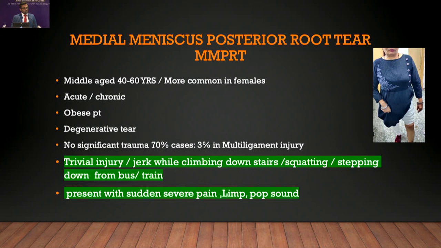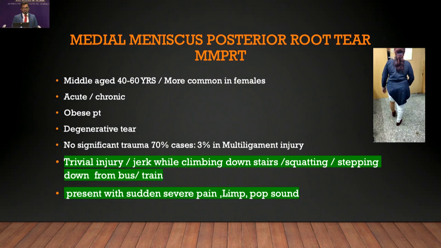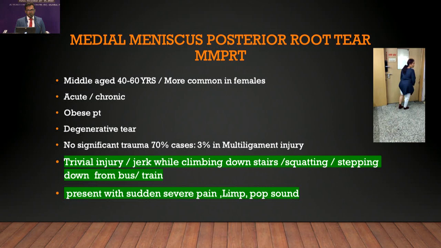This is a typical patient of a medial meniscus posterior root tear presenting in the clinic. They are generally middle-aged women or men, more commonly females, of 40 to 60 years of age. It may be an acute or a chronic presentation. Generally, they are on the heavier side. They are mostly degenerative tears, and in 70% of the cases there is no significant trauma or injury. However, 3% are associated with multi-ligament injuries.